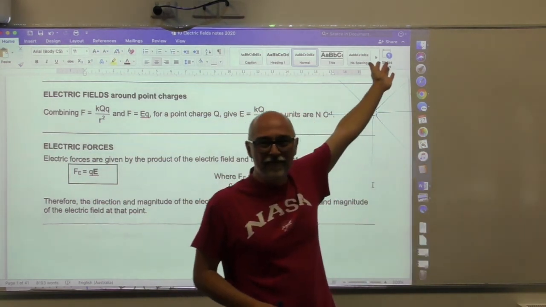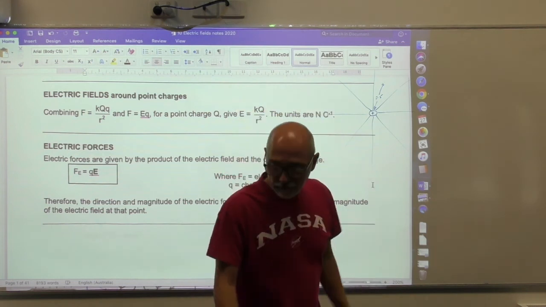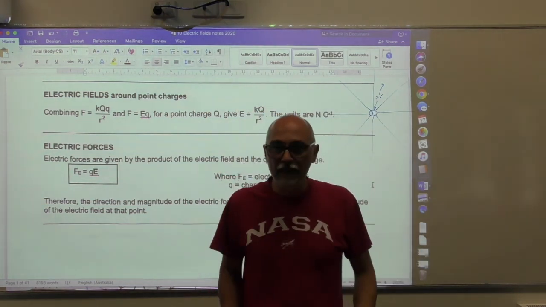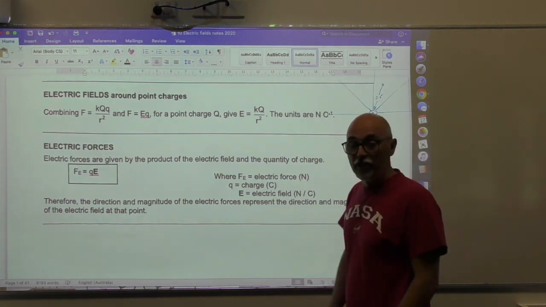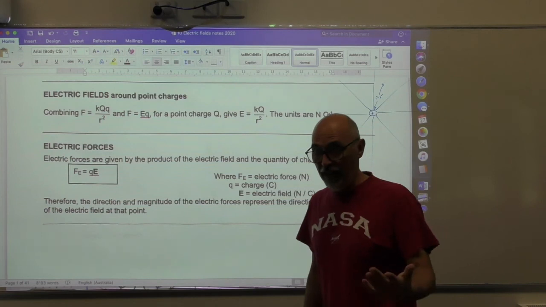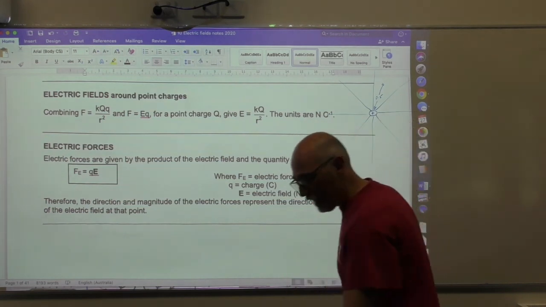It's the same strength whether it's positive or negative, it doesn't matter. What matters is how strong the original charge is and how far away from that charge you are. That's all that matters there.